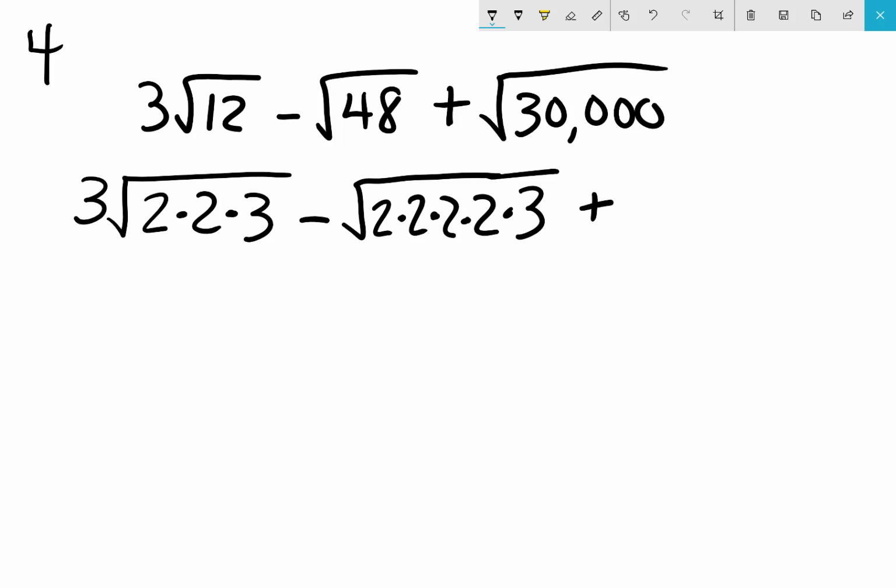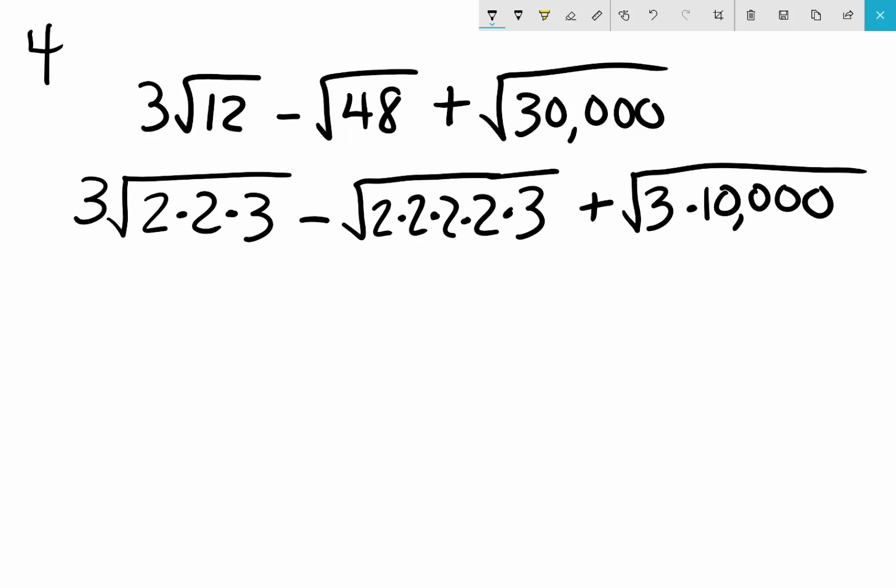And then for this last one, we're not going to do a prime factorization. We're going to write it as 3 times 10,000, because 10,000 has 4 zeros. And any power of 10 that has 4 zeros is a perfect square, because you can always divide those zeros in half to get the square root of that number. So we'll come to that in a second.